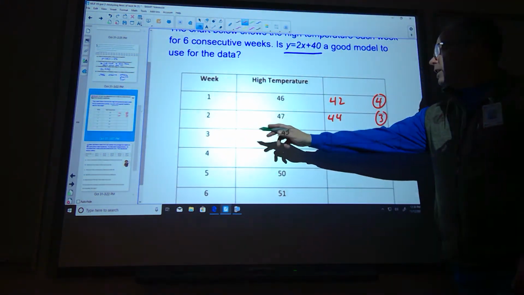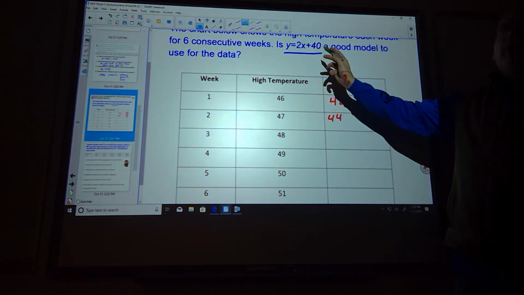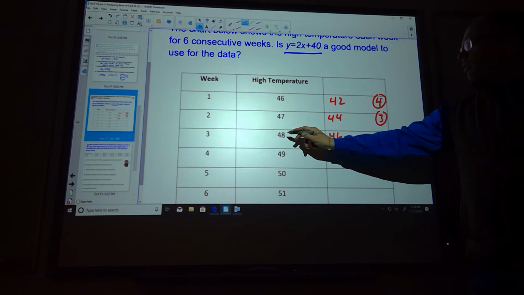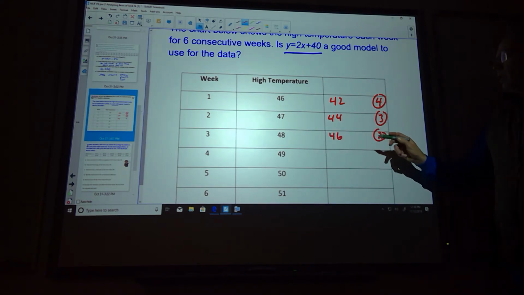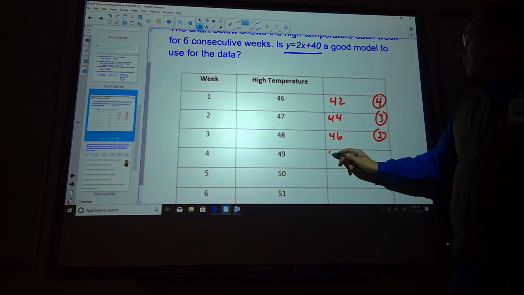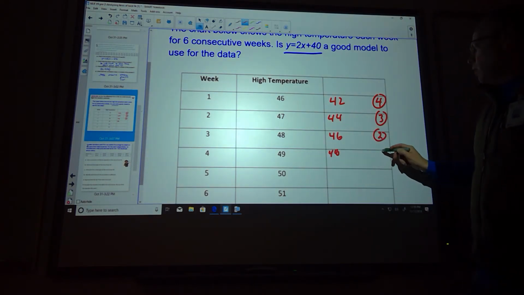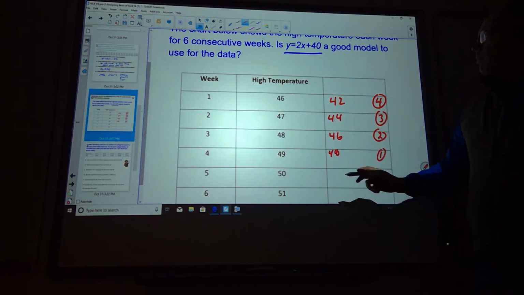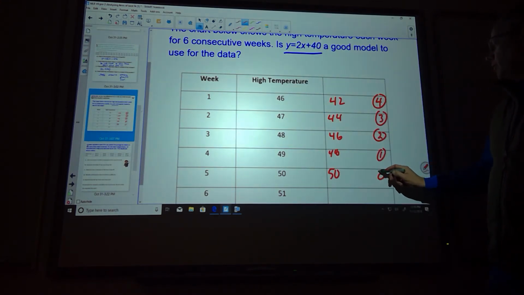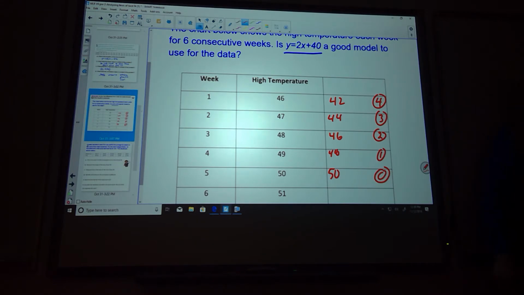Okay? Let's take 3, plug it in. 2 times 3 is 6. 6 added to 40 is 46. Subtract those, I get 2. Plug 4 in. 2 times 4 is 8, plus 40 is 48. Subtract those, I get 1. Plug 5 in, that's 10, that's 50. My residual there is 0. Making sense so far?